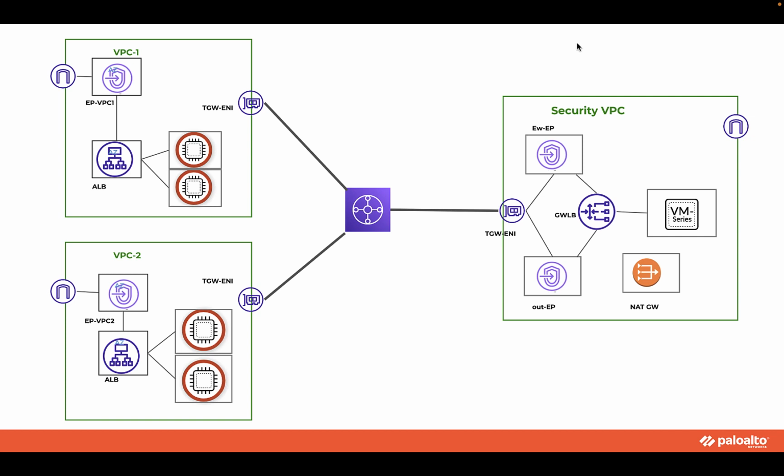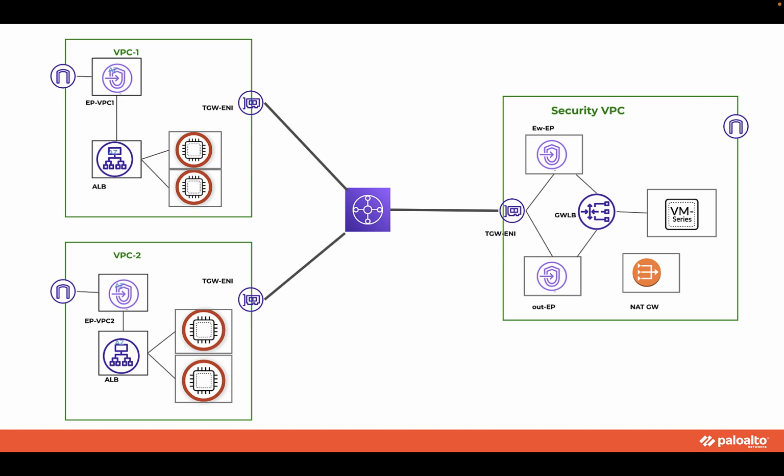We have two application VPCs wherein we have applications behind an application load balancer, and we have our centralized security VPC with the gateway load balancer and VM series firewall. We are going to use a distributed model for inbound traffic flow, and hence we have an endpoint deployed in the application VPCs respectively, and we are using a separate endpoint for outbound flow and east-west traffic flow as well.